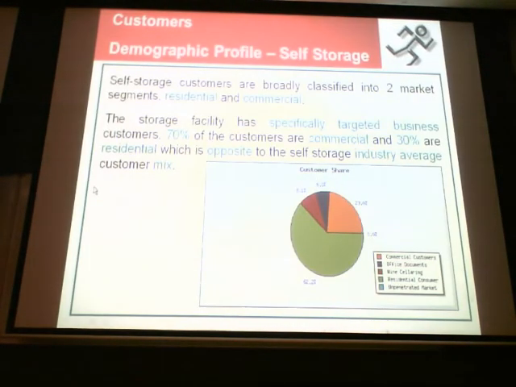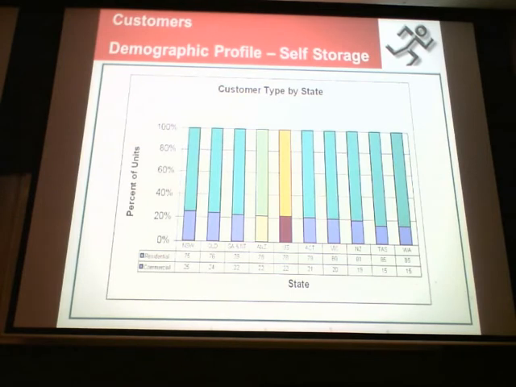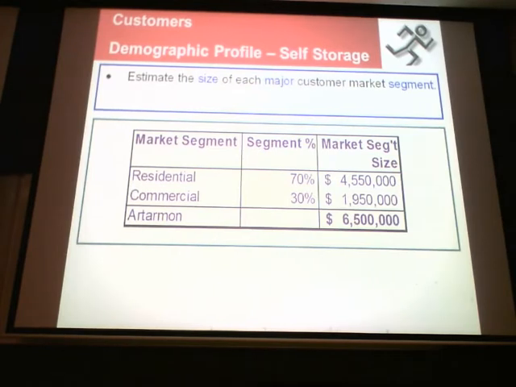Demographics now. 70% of the customers were commercial and 30% were residential in our Artarmon facility. That's because we marketed heavily to commercial customers. If you looked at the industry, almost 70% of that is residential and 30% is commercial. So we were quite opposite to the industry's demographics. From the Self-Storage Association, the industry for Australia, 70% is residential, the rest is commercial. The market segment here in Artarmon is 70% residential and commercial, so I broke that up in market size.